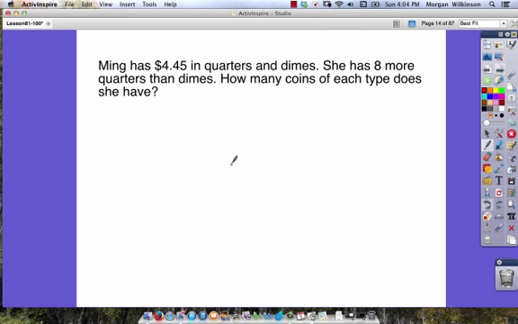Ming has $4.45 in quarters and dimes. She has 8 more quarters than dimes. How many coins of each type does she have? Now, in this problem, if we're going to go ahead and solve, we've got to write two equations. We know we've got the number of quarters, so let's call that n sub q, and the number of dimes, n sub d. If we write out our first equation, we can call that money because the money comes first.